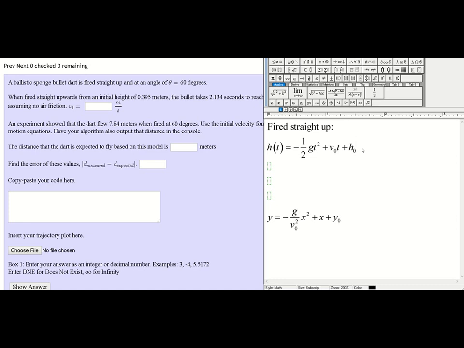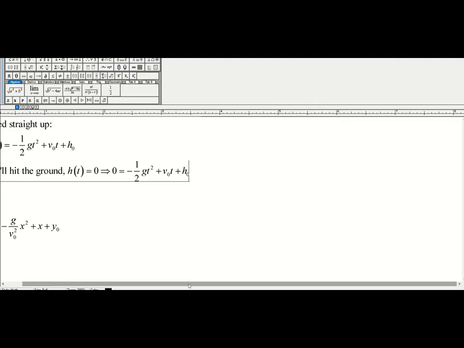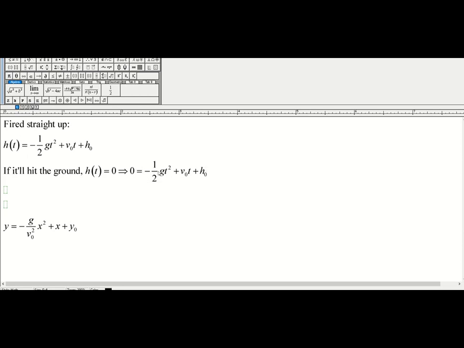So if it hits the ground, this thing equals 0, which implies that I'm going to get 0 equals this thing, okay? And we could solve this pretty quick, right? So you want to solve this for V naught? Fine.